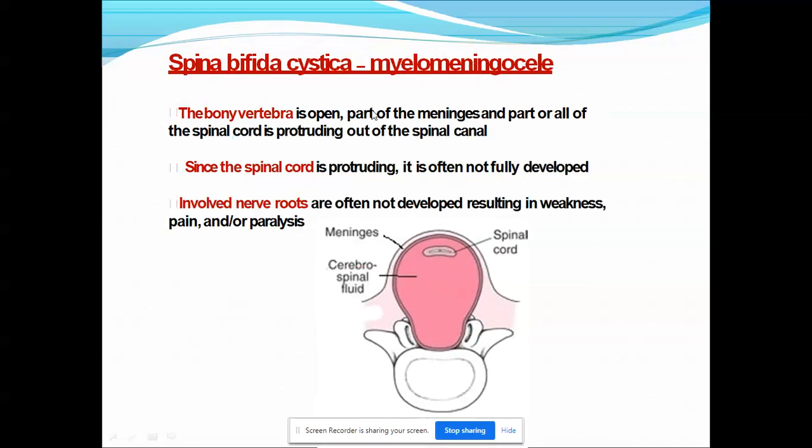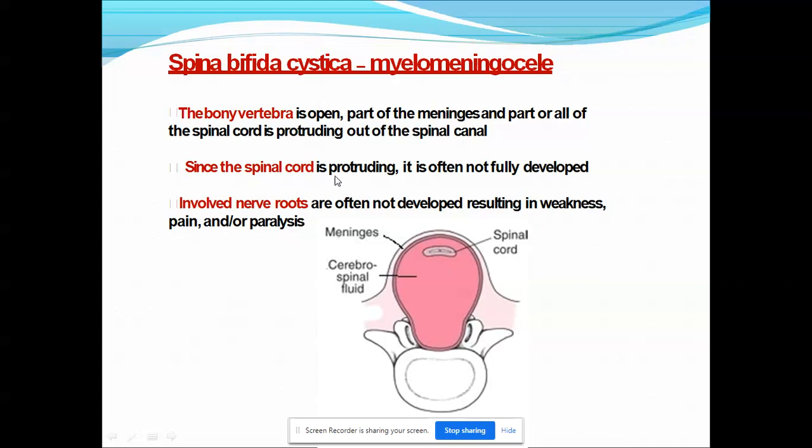Spina bifida cystica, myelomeningocele. Myelomeningocele means the bony vertebra is open. Part of the meninges and part of the spinal cord are protruding out of the spinal canal. So in myelomeningocele, the meninges plus the spinal cord both are protruding. In case of meningocele, only the meninges were protruding, but in case of myelomeningocele, both the meninges as well as part of the spinal cord. Two things are protruding out of the spinal canal.